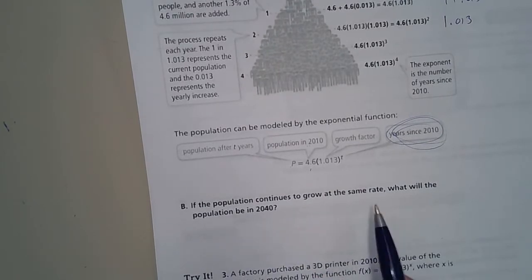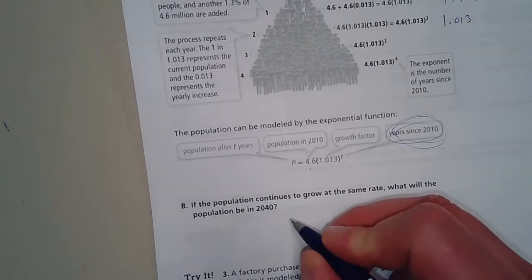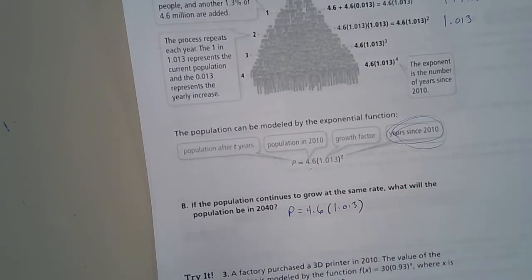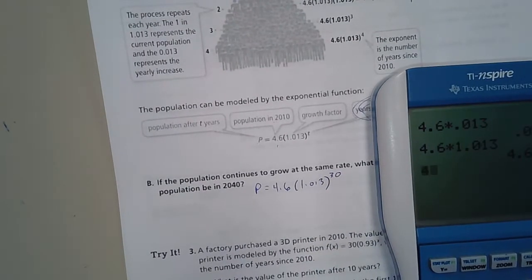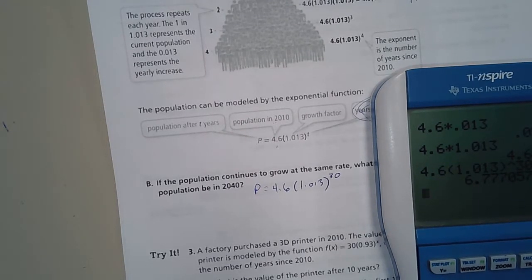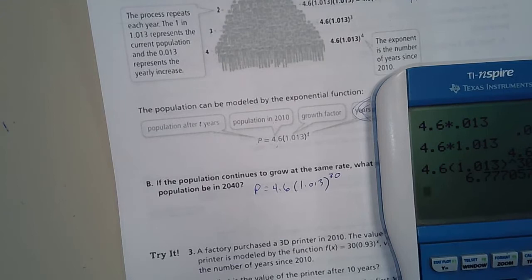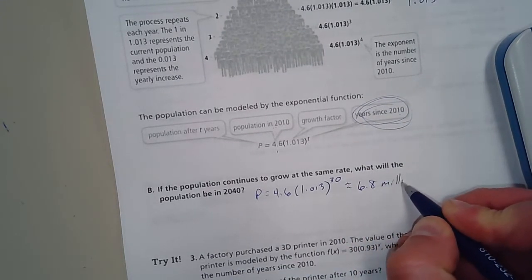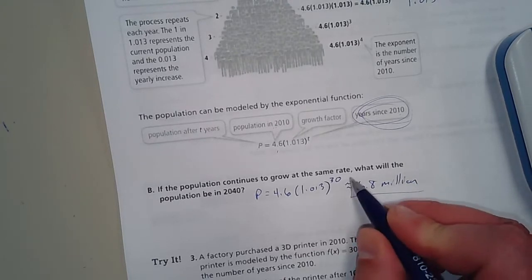Now it says the population continues at the same rate. What will the population be in 2040? So all we've got to do to figure this out is take our equation and evaluate it at the correct number. From 2010 to 2040 would be 30 years. So we can evaluate this, and this will give us what we want. All right, so 6.777, so roughly 6.8 million. And again, just remember that your answer is in millions of people, and there we go.